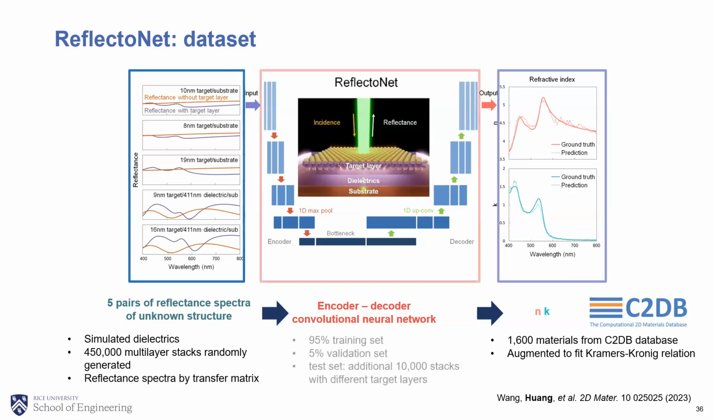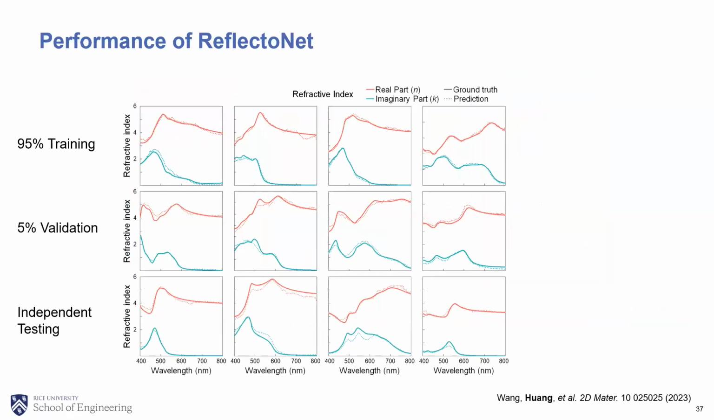Next slide. So for all of these data, we use 95% of them for training, 5% for validation. And for the testing set, we generated an additional 10,000 stacks with completely different target materials. So this really tests the capability of ReflectorNet in recognizing completely different materials.